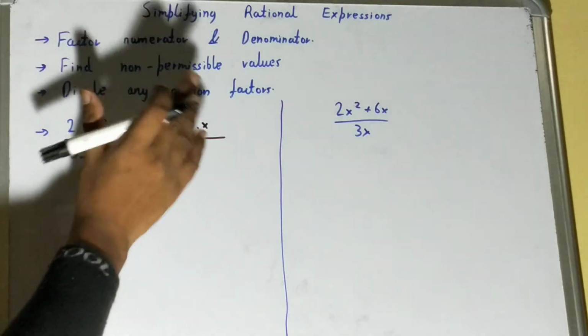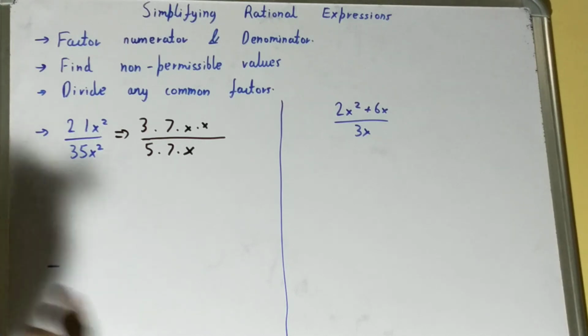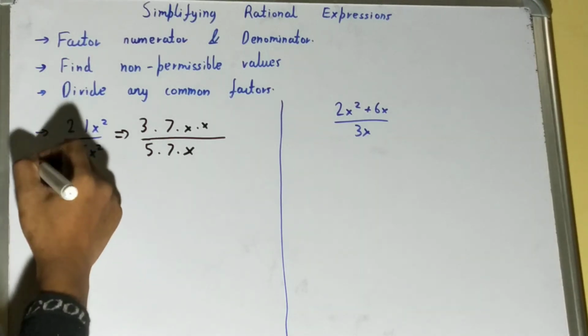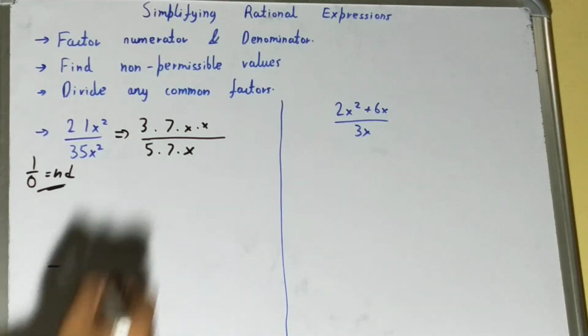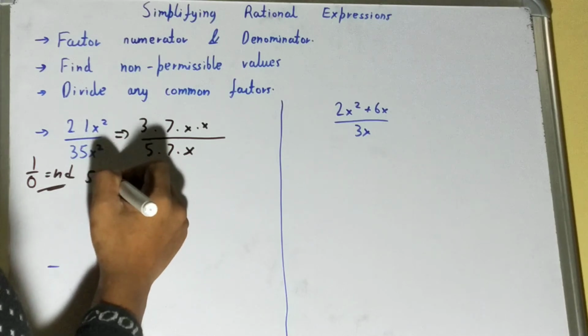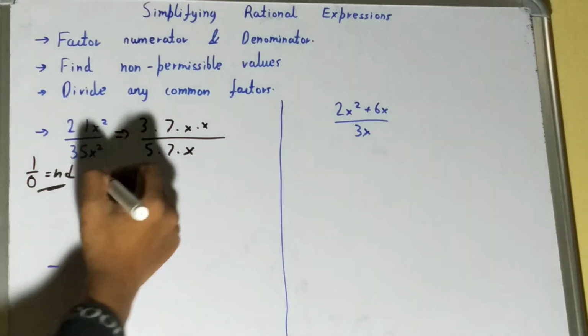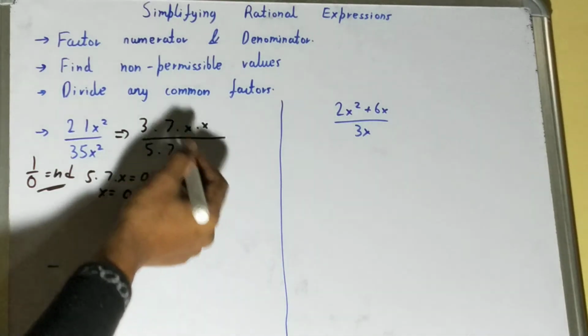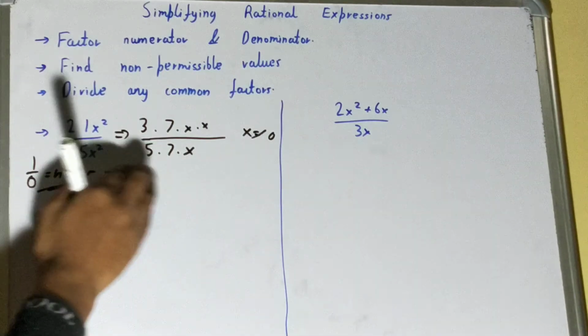Once you have determined the factors, the next thing you need to do is find the non-permissible values. A non-permissible value is basically one for which the denominator is 0. The denominator cannot be 0 because 1 upon 0 is not determinable. So we can put 5 into 7 into x equals 0, or we can say x equals 0. So for this expression, x cannot be 0. With this we can know.